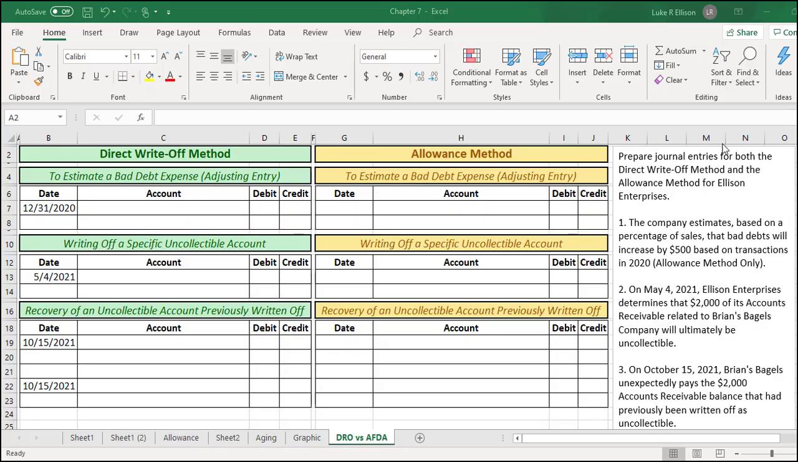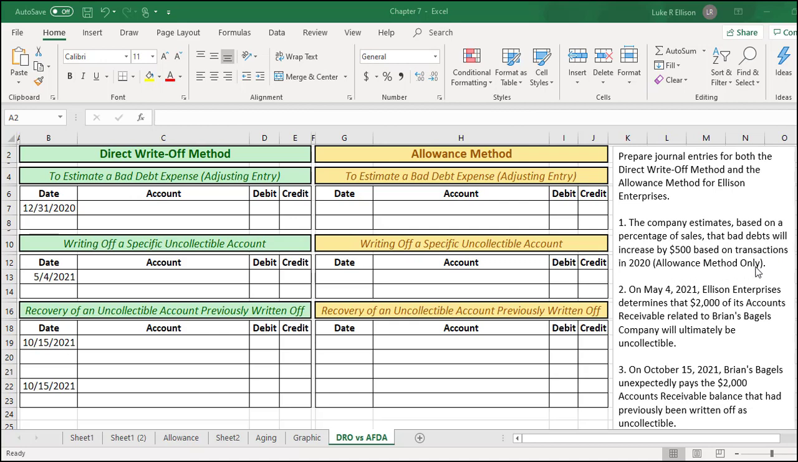So this problem asks us to prepare the journal entries for both the direct write-off method and the allowance method for Ellison Enterprises. So we'll start by looking at the direct write-off method, and then we'll move to the allowance method. So part 1 says that the company estimates, based on a percentage of sales, that bad debts will increase by $500 based on transactions in 2020. And it also says this is for the allowance method only.